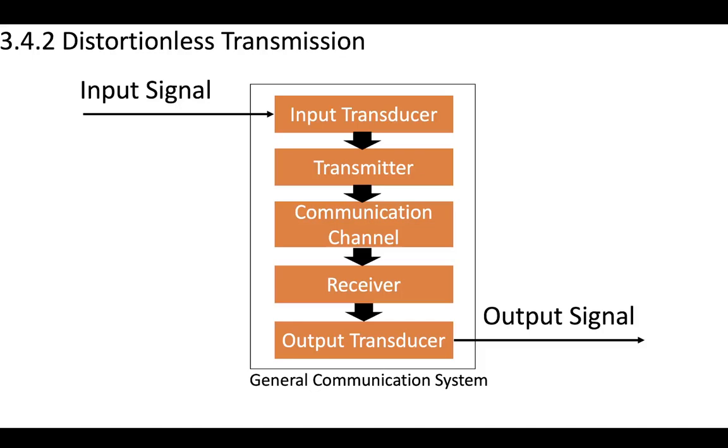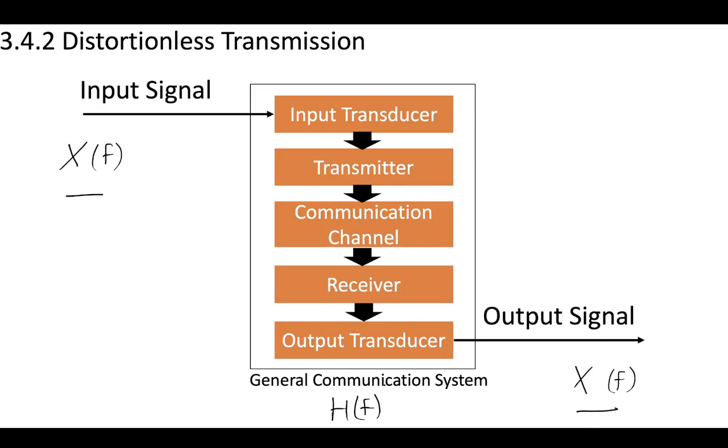So let's just continue our discussion on finding ways of making a distortionless transmission system. So we've modeled our general communication system as an LTI system, and just looking at it in the frequency domain, we have an input and we have an output. And ideally, we want the input and the output to be very similar or the same in most cases.